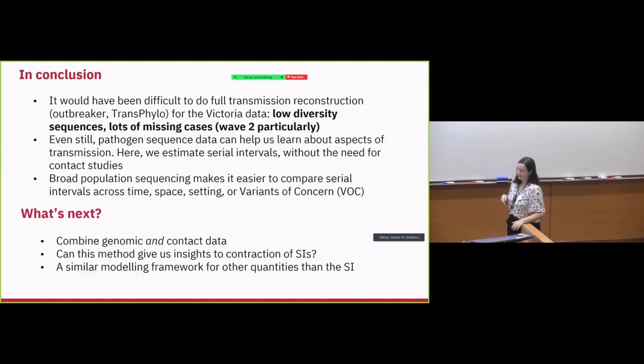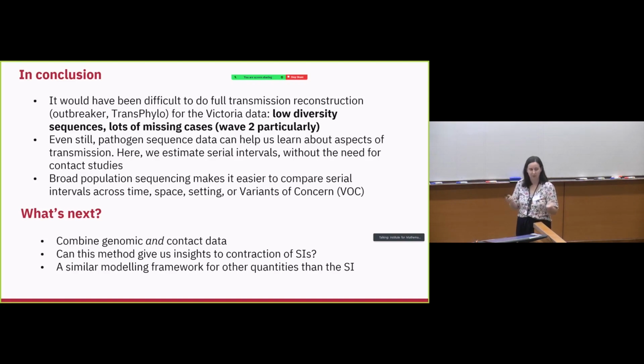So I'll finish up just by saying, in my opinion, I think it's nice to think about this intermediate regime where, with this data, I don't think we could have done transmission reconstruction. Packages like Outbreaker and Transphylo that are meant to infer who infected who. We have really low diversity sequences, a lot of identical sequences, and a lot of missing cases, particularly in wave 2. But hopefully we were able to show that we can still learn things about transmission, even given that.